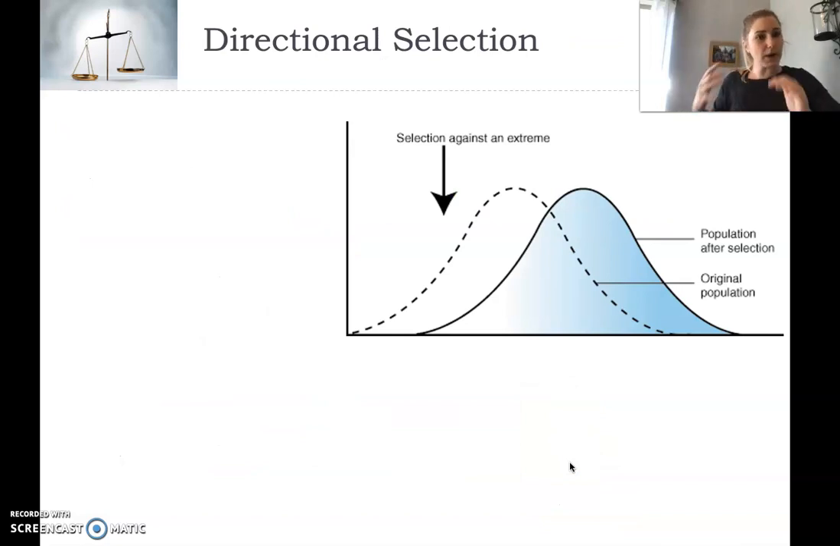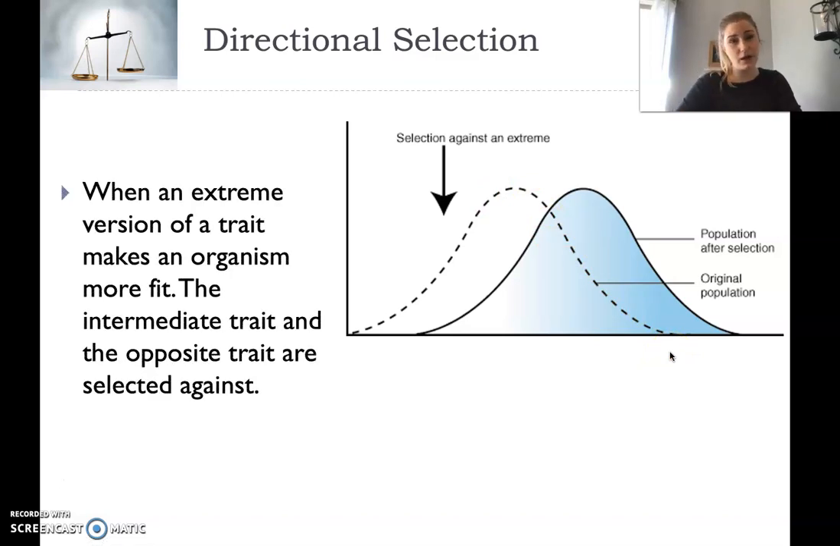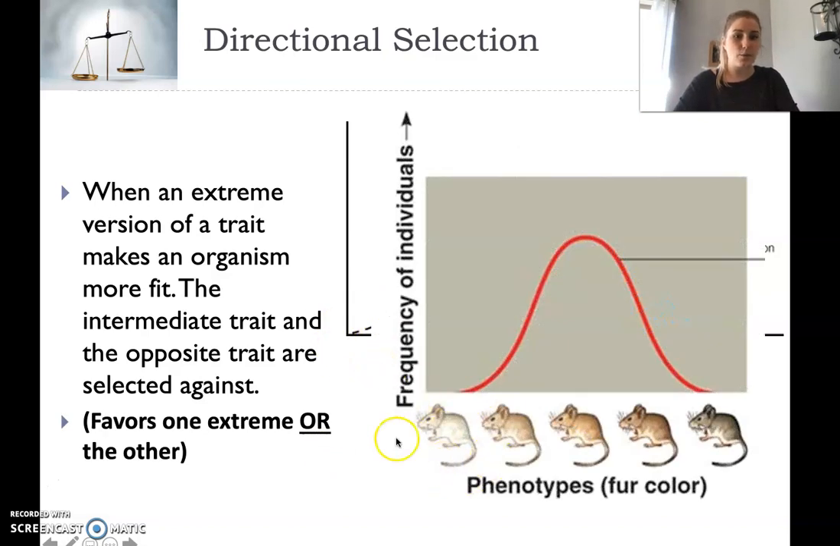So, directional selection. I want you guys to be looking at this dotted line here first. This is the original population. Now we're going to use mouse fur color just because we can change the environment, and mice do get eaten by a lot of predators, whereas humans don't. So in the beginning, we have very few mice with very light fur color, very few mice with very dark fur color, and there's a ton of mice in that middle ground.